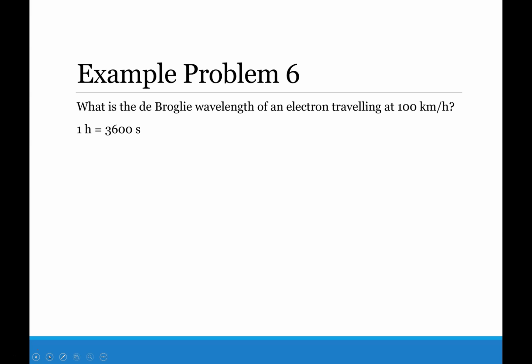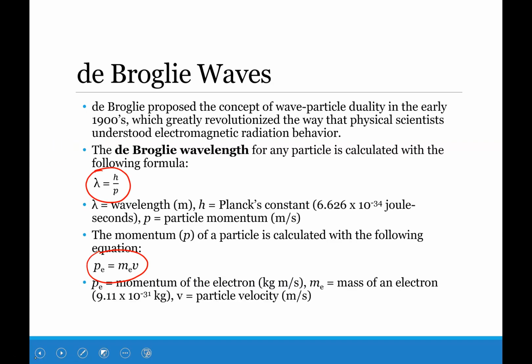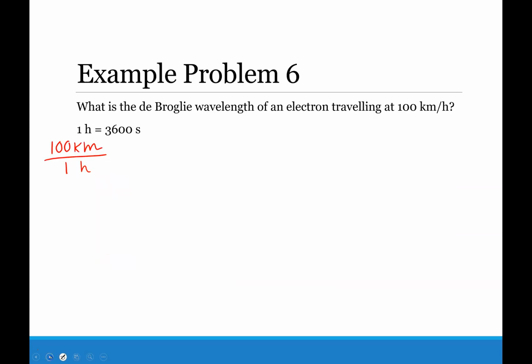So we're told that the electron is traveling, and when something is traveling, we know that that's typically a velocity. So we know that something is traveling at 100 kilometers per hour. But if we go back over to the previous slide, v, our velocity, needs to be measured in units of meters per second. So to meters per second. So this becomes another one of those compound problems where you have to convert the top and the bottom.